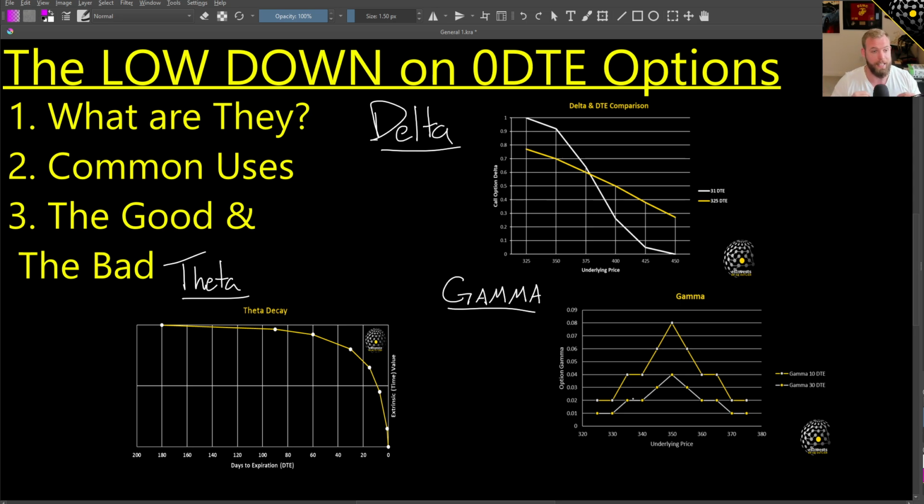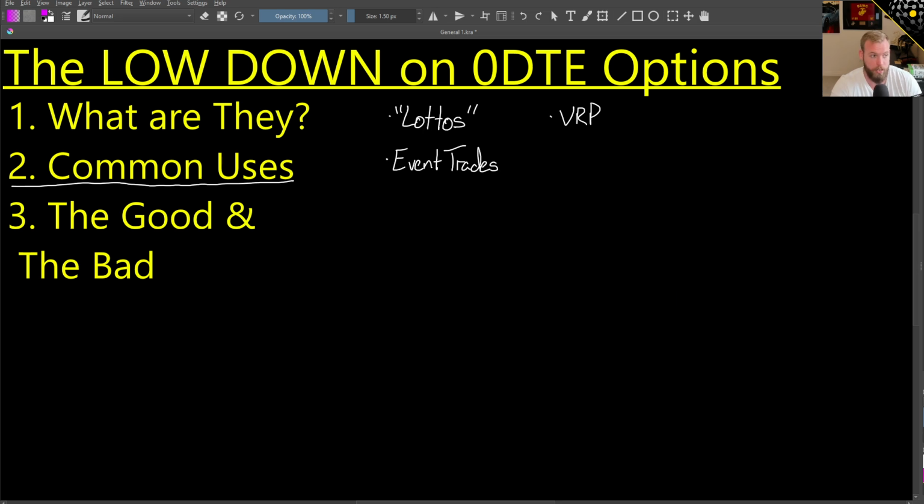All of this means is that there are a lot of moving parts, and market makers, who are typically holding a book of a lot of these kinds of trades, need to actively manage all of this risk, which can be pretty challenging. So let's talk about common uses specifically from a retail trader perspective.